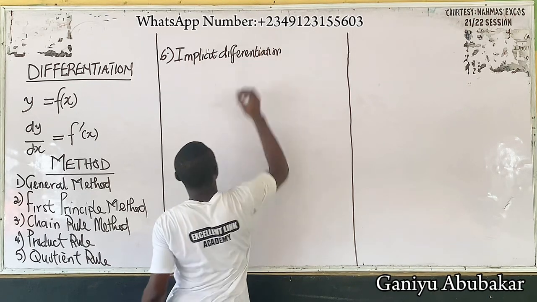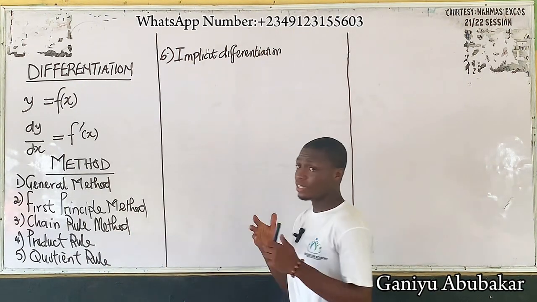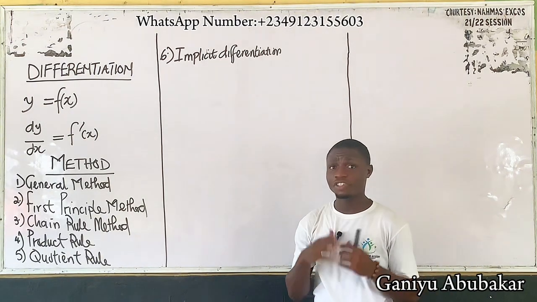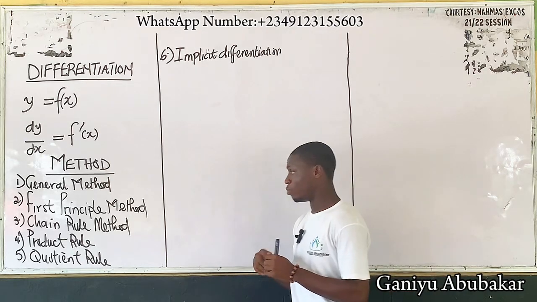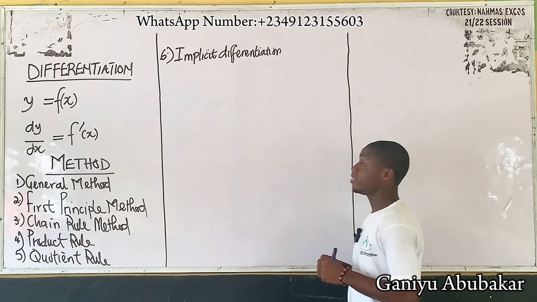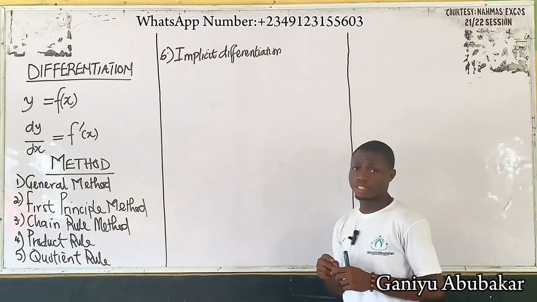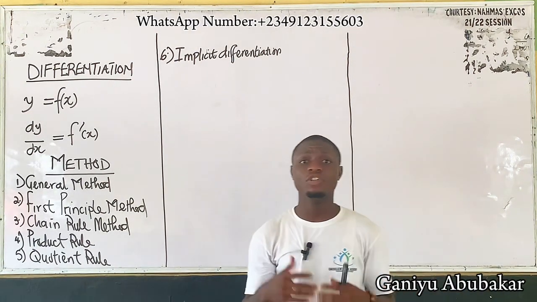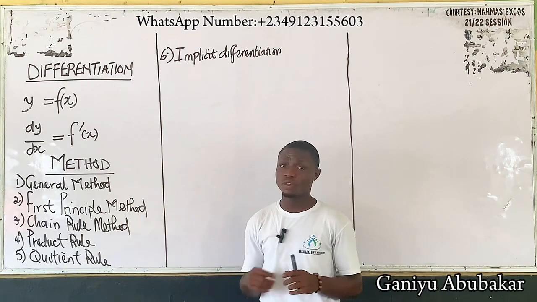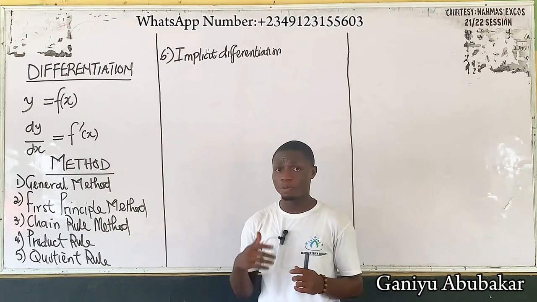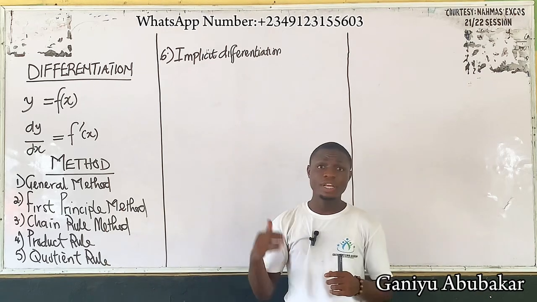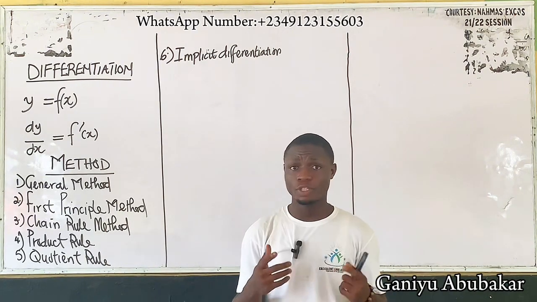So these are perhaps 6 methods involved in solving problems under differentiation, ranging from general method, first principle, chain rule, product rule, quotient rule, and also implicit differentiation. Let's discuss these methods one after the other. For this video class, we'll look at the first one called general method. In other videos I'll be making on the YouTube page, you'll see the other methods. Let's start with the first one called the general method.